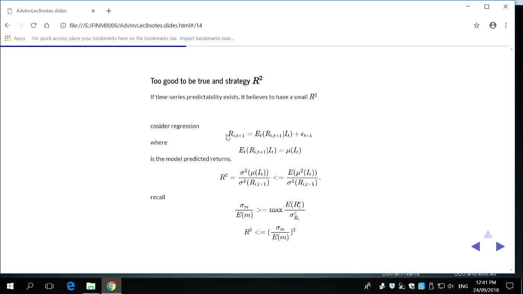Let's have this time series regression of R_{i,t+1} regressed on the conditional expected return with some noise, as we saw before. To have a cleaner representation, I just call this conditional expected return μ_{it}. So what is the R-square of this model? The R-square is just the variance of the conditional expectation part divided by the total variance of R_{i,t+1}. That's straight from the definition of R-square. Everyone agree? So what is the variance of this μ_{it}?